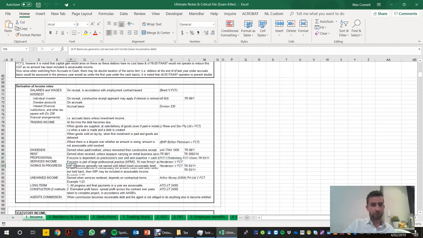Okay, WIP, so works in progress. This could be professional services billing time, or it could be a manufacturer. Basically, you don't recognize this as income until it's earned, and it's not earned until it's billed. So you consider it a WIP balance, but unless you've actually billed that amount, it's not revenue.